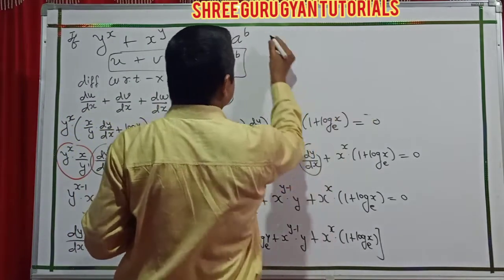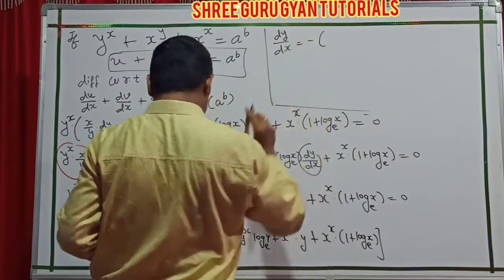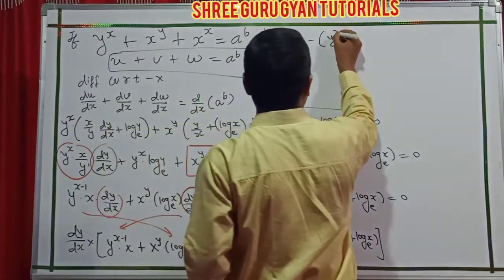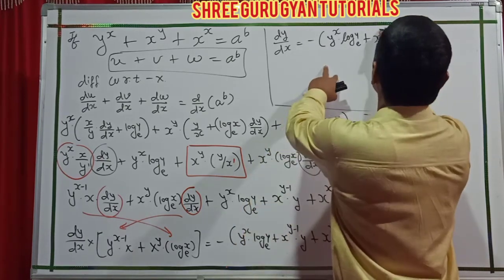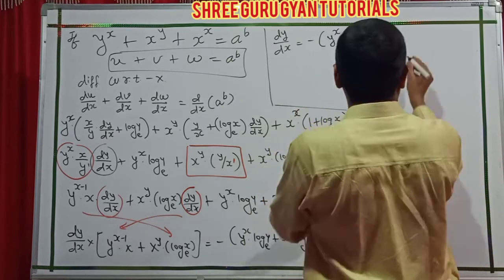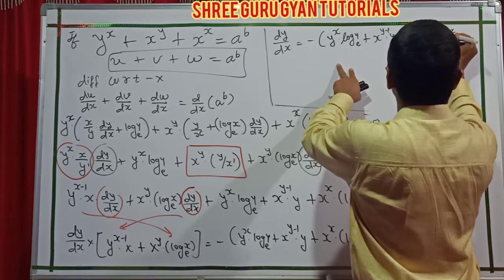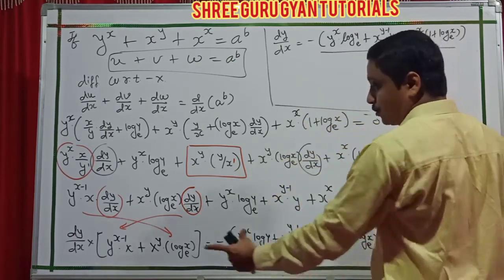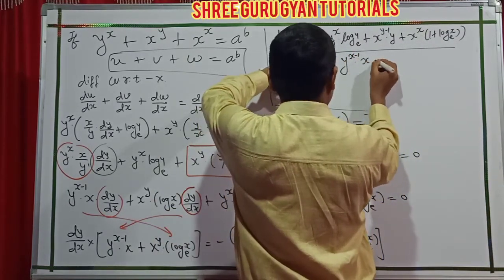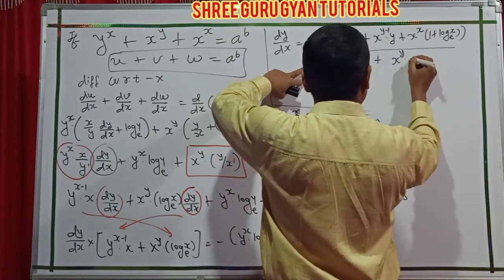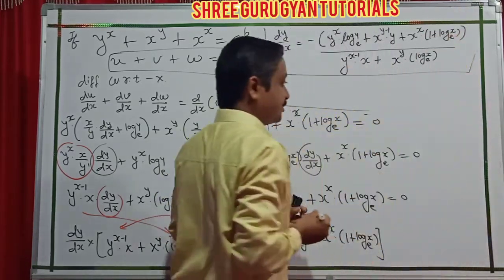So what is the dy by dx? Yes, dy by dx is equal to minus, these are as it is, so very carefully write y raised to x log y base e plus x raised to y minus 1 into y plus x raised to x into 1 plus log x base e, upon the total case to divide there. So y raised to x minus 1 into x plus x raised to y into log x base e, and here we are done, our textbook answer, students.